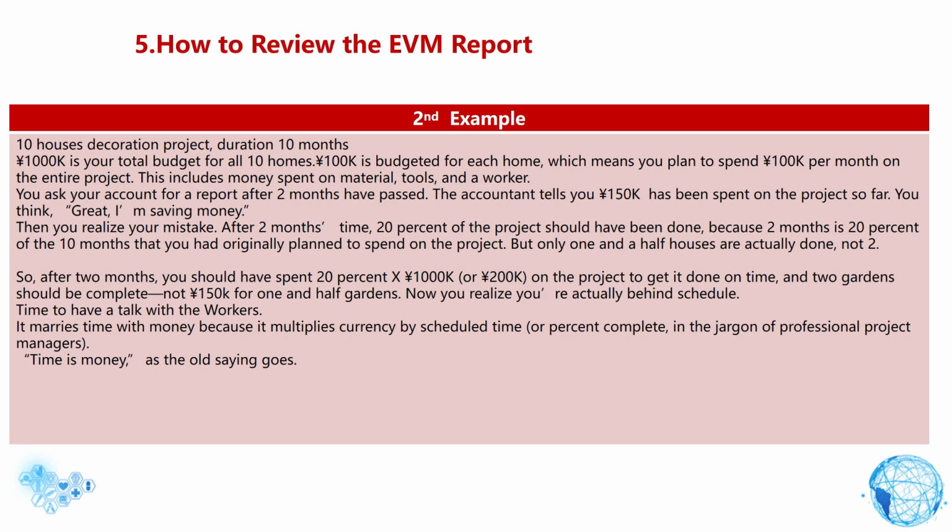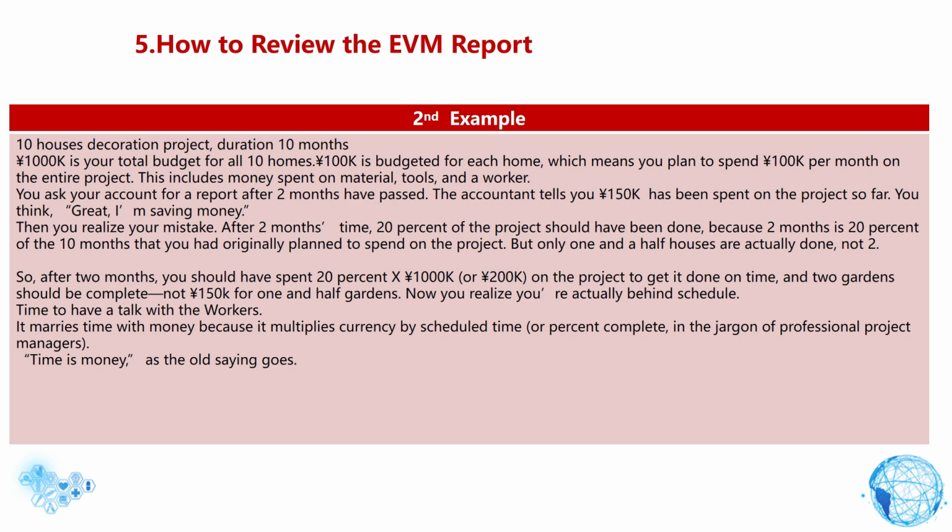You ask your accountant for a report after 2 months have passed. The accountant tells you 150,000 yen has been spent on the project so far. You think, great, I'm saving money. Then you realize your mistake.